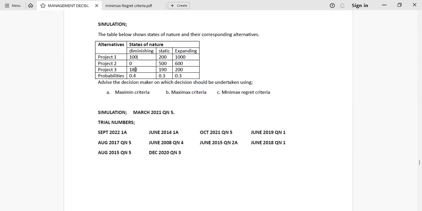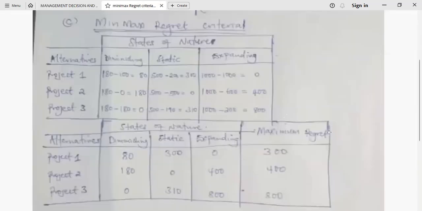But in project 3, we earned 180, exactly what we wanted, and that means we are regretting nothing. That's why here we have a 0. That is the logic. So you go to static. We are looking at states of nature, not alternatives. And this is basically what we did from here.